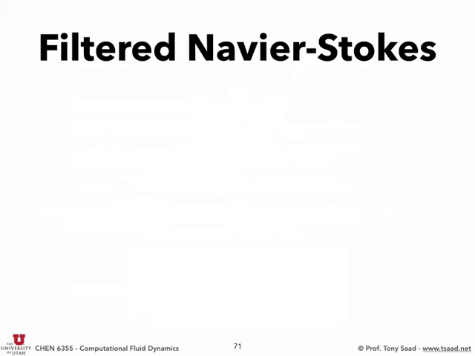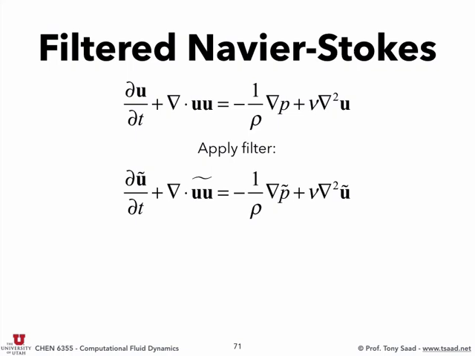I still have 3 minutes, and I think I can take you through the filtering procedure to show you that we have the same problem that we had with RANS. So if you take now the filter of the Navier-Stokes, this is what we get. All of these quantities remain filtered, and we still have to deal with the convective term. So it's interesting that it's the convective term that represents turbulence rather than the diffusion term, although it's 1 over the Reynolds number that multiplies the diffusion term.